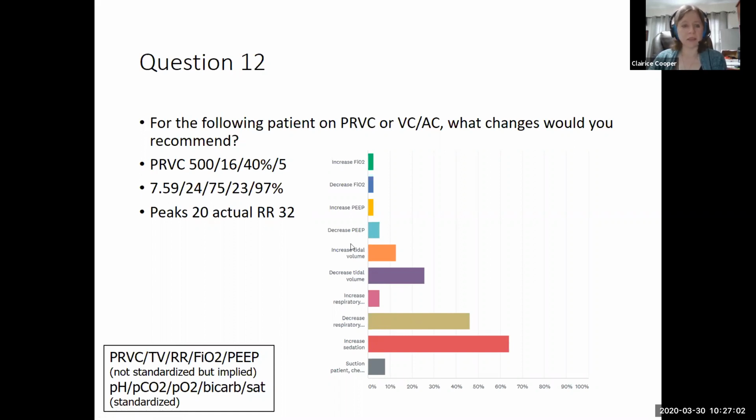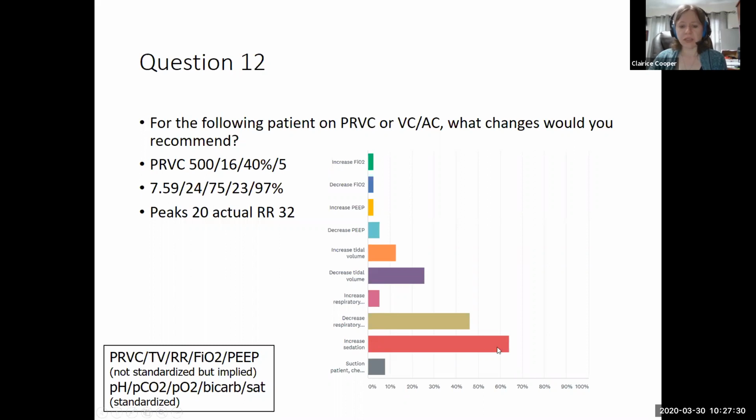Keep in mind, with PRVC, every initiated breath becomes a fully ventilated breath. And so if I decrease this to 12, that doesn't change the fact that they're initiating 32 breaths. And if I get a gas in an hour, it's going to look exactly the same. So we want to functionally decrease their respiratory rate, but changing the order isn't going to help. So what else can we do?